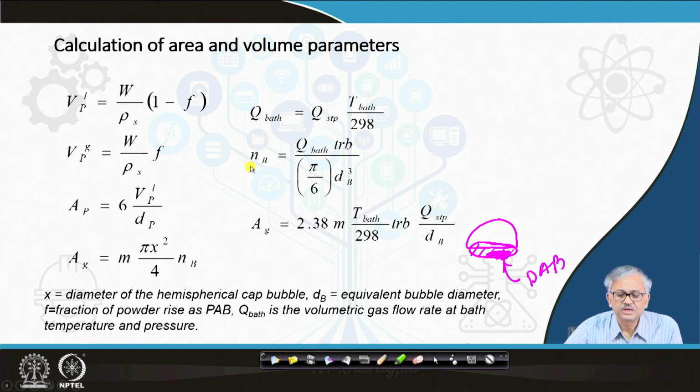This is the total volume, this is the volume of a particular bubble, so the number of bubbles you can get multiplied by the TRB. This is basically the volumetric flow rate of the gas, volume per unit time, multiplied by the residence time, which gives you the total volume of the bubbles, divided by the volume of a particular bubble. That gives you the number of bubbles, and then you can calculate the Ag through it.